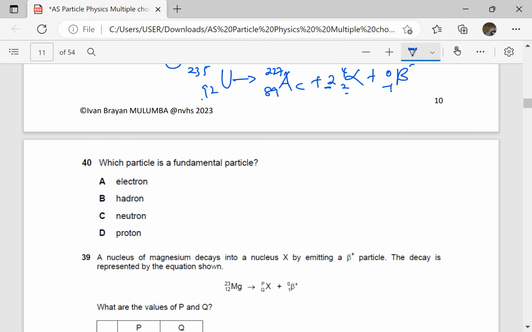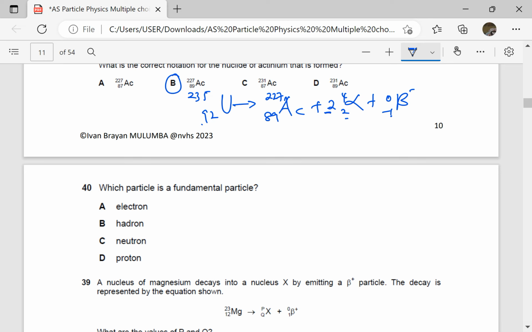Which particle is a fundamental particle? It should not be broken down any further, and that is the electron. The hadron is not a fundamental particle because hadrons are made up of quarks. The neutron is made up of quarks, and the proton is made up of quarks, so they are not fundamental.